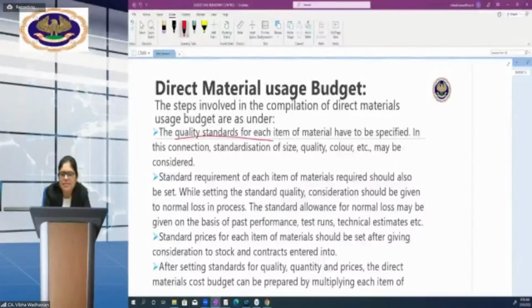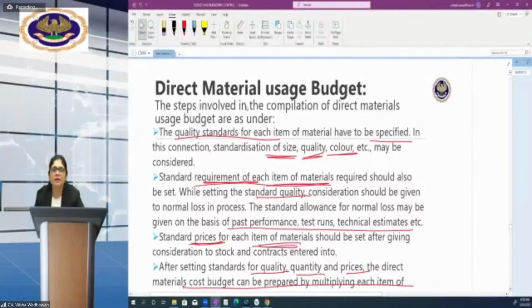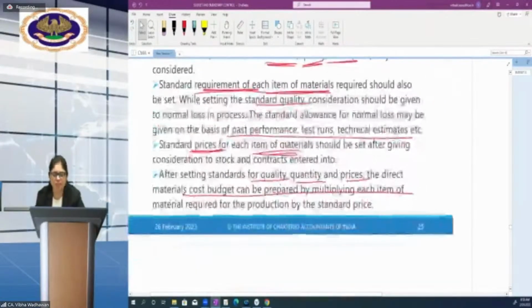The quality standards are specified. So the size, the quality of the material, or the color. Everything is specified in the consumption budget, the requirement of each item of material. That is the main part. Along with the standard quantity based on past performance and test runs, standard prices of each item of material should also be set. So after quality, quantity, and prices, the material cost budget is prepared. This is how we make the direct material usage budget, the consumption budget.